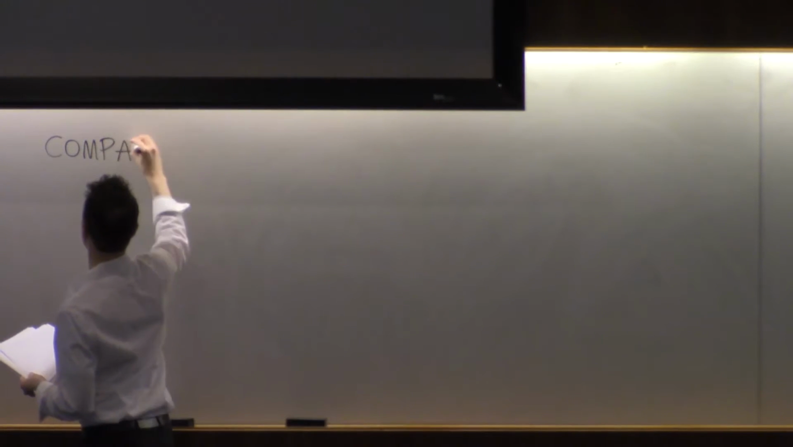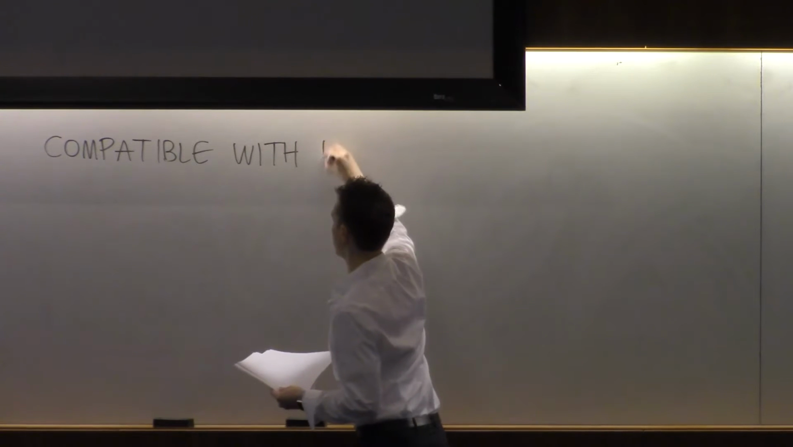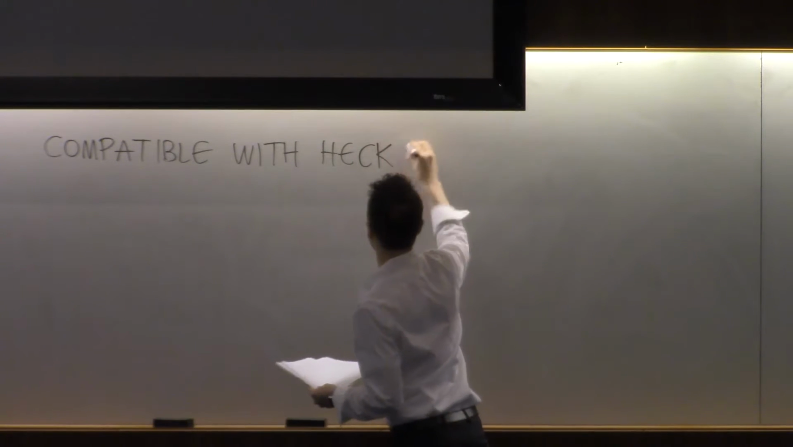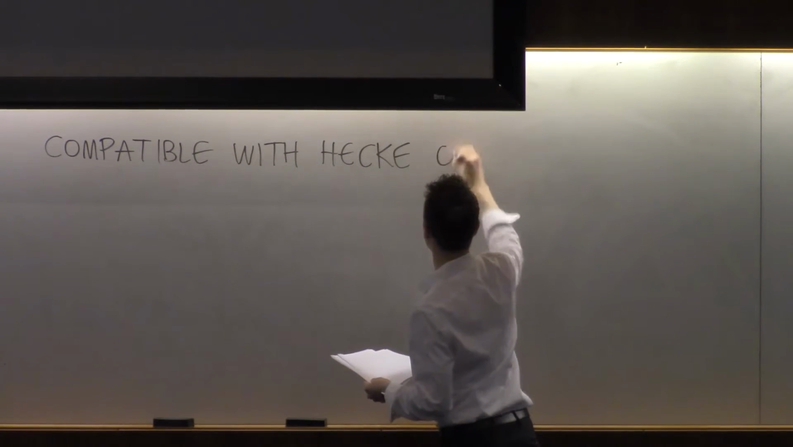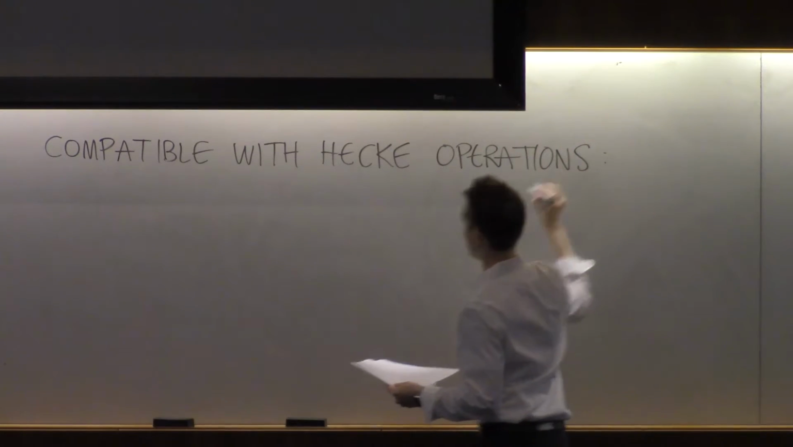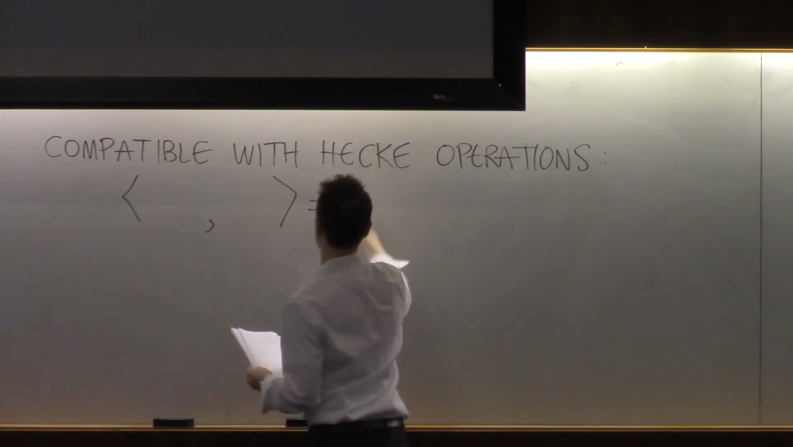So now, the nicest possible thing is that the integration pairing is compatible with the Hecke operators. Those are the magic words that you want to hear me say. May all your diagrams commute, and may all your operators be compatible. It's the blessing. So what would it mean to be compatible with Hecke operators?